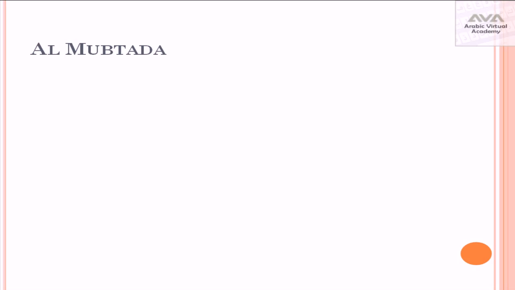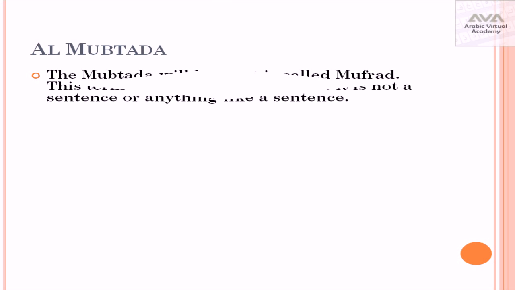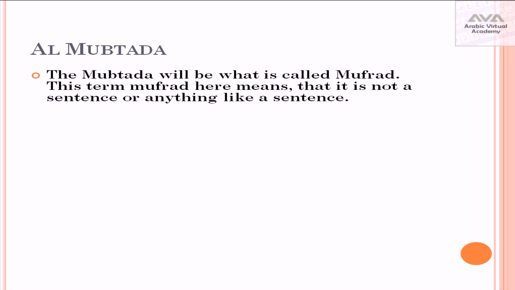Now we're going to talk about the MUBTADA. And we're going to start there because this is the beginning of the sentence, first and foremost. And second of all, it's the easiest to explain to you. The MUBTADA we're going to find is going to be MUFRAD. Now what does this mean? Many of us are used to hearing the word MUFRAD, meaning that it is singular. But here in this context, when we say it's MUFRAD, we're saying that it's not a Jumla and it's not a shibh-jumla.